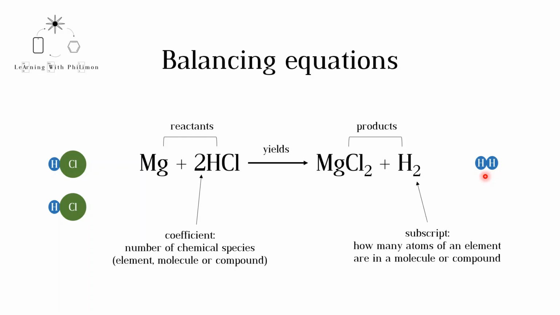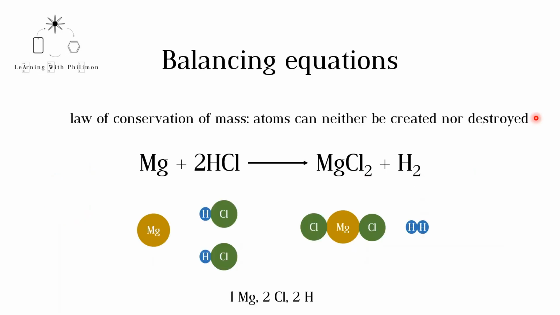If there is no subscript, that means there is only one atom of that element. In magnesium chloride, for example, MgCl2, there is 1 magnesium and 2 chlorine atoms. Note that the subscript 2 only applies to chlorine.